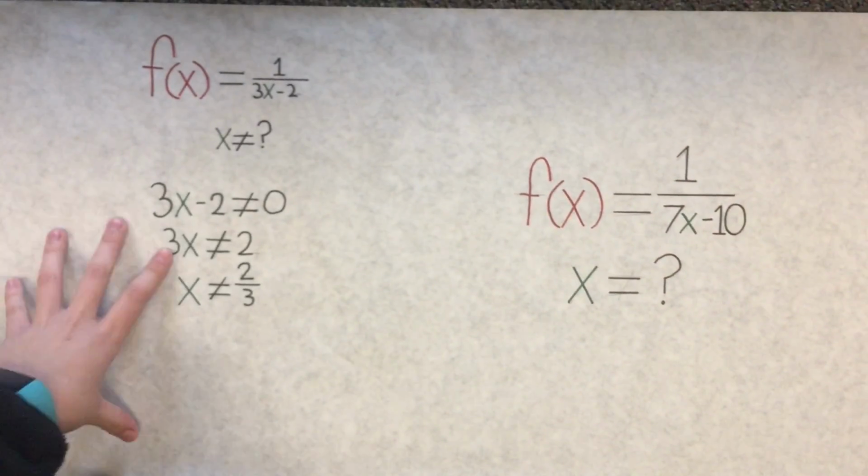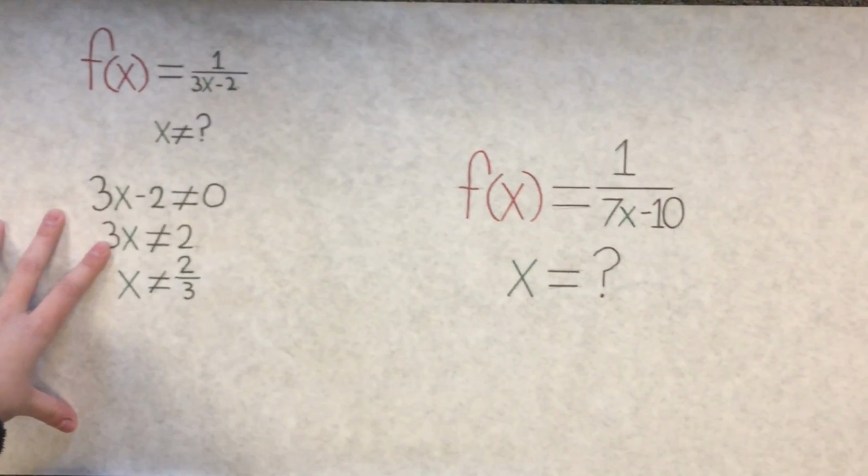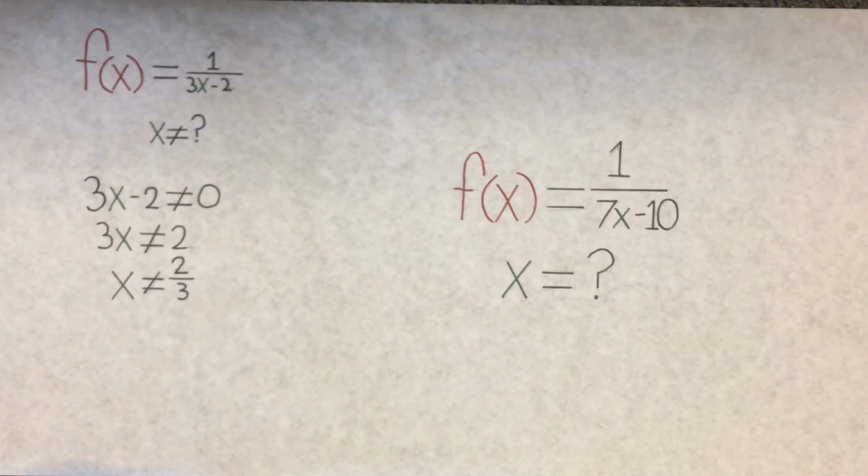Now try one for yourself. Try finding the asymptote for the graph f of x equals 1 over 7x minus 10.